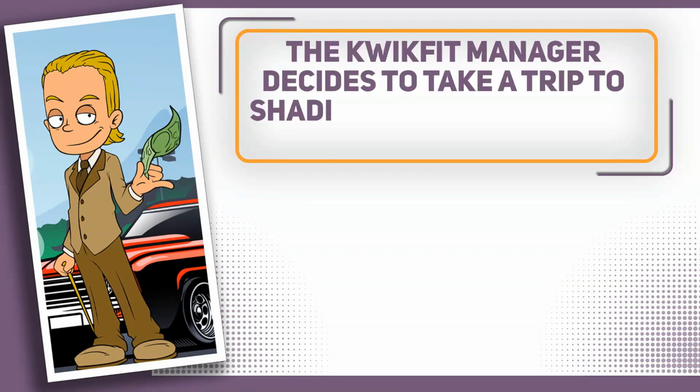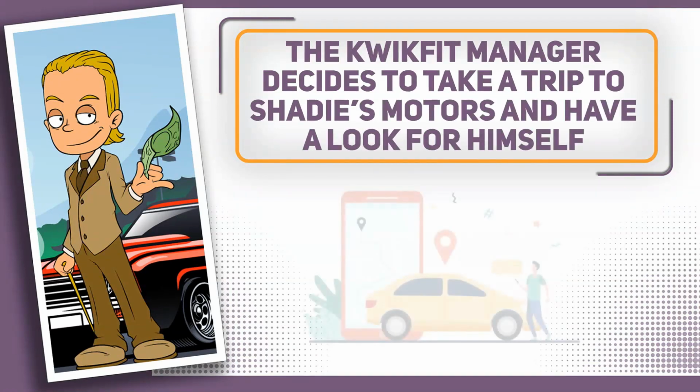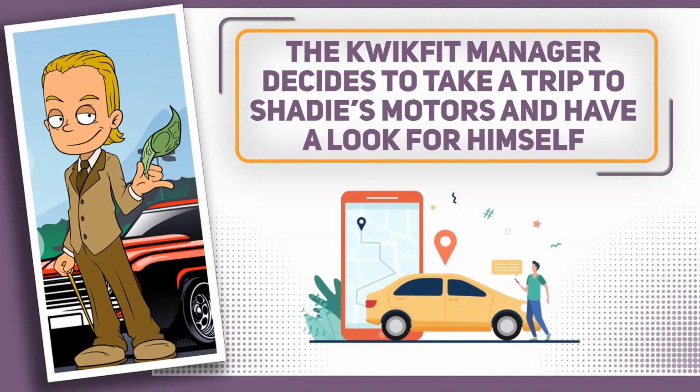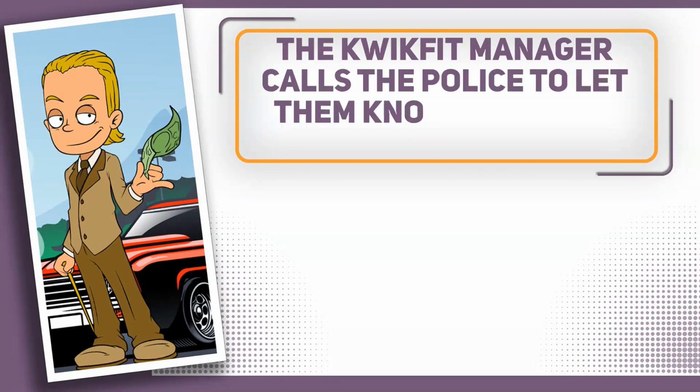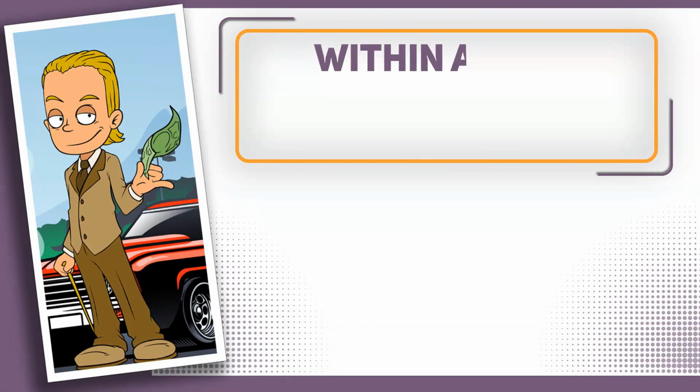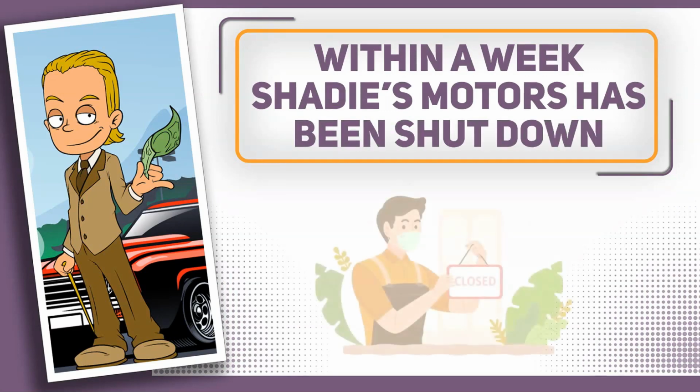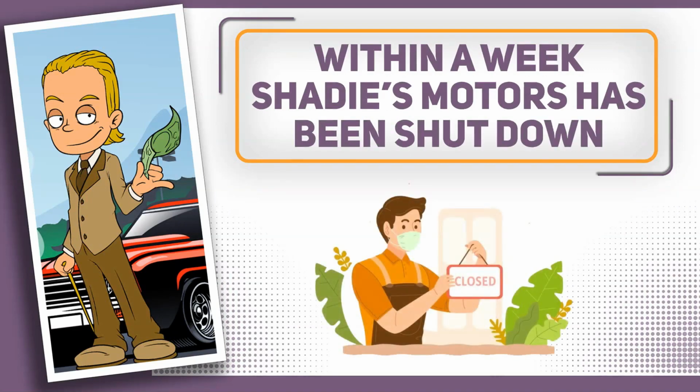The Quick Fit manager decides to take a trip to Shady Motors and have a little look for himself. He spots a special offer car and he asks if he can have a closer look. He's pretty shocked when he sees there's signs of a dodgy paint job, and he can see under the wheel arches that the front part of the car used to be red, even though the car is actually silver. He suspects that it might be 2 cars welded together. The Quick Fit manager calls the police to let them know what he's seen. Within a week, Shady Motors has been shut down for breaching consumer law, and his reputation is in absolute tatters, and, well, rightly so.